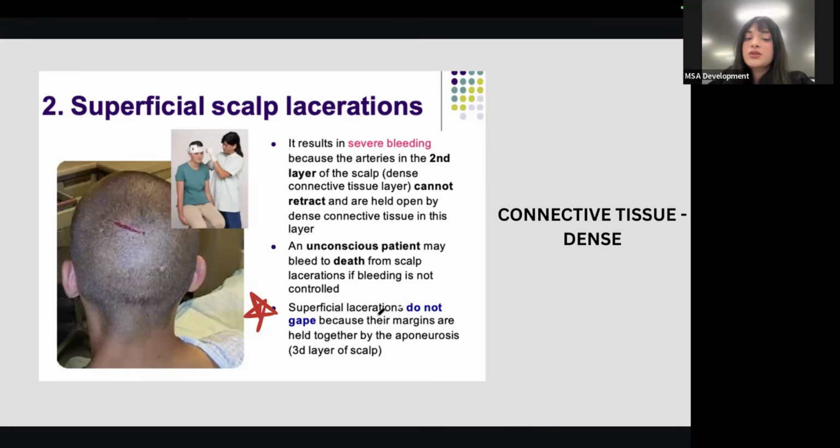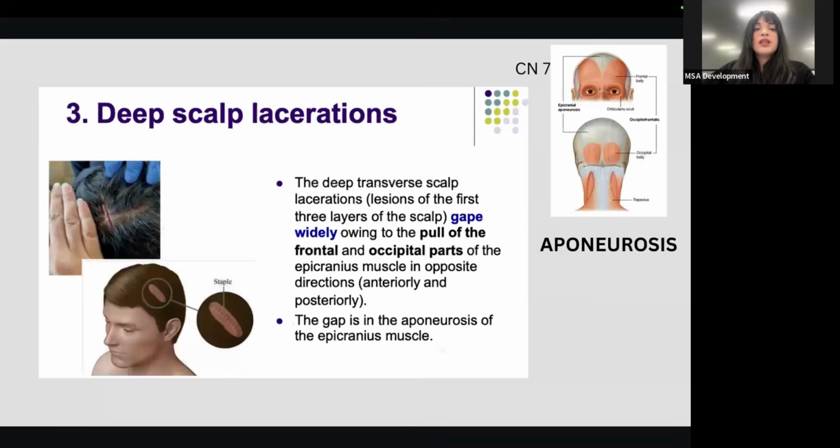Superficial lacerations do not gape because their margins are held together by the aponeurosis. Okay, so they don't gape. If they're cuts, they just stay that way. They don't open up. Then you have deep scalp lacerations. These gape widely because the frontal and occipital parts of the epicranius muscle pull them in different directions. Imagine there's a muscle here, imagine there's a muscle here.